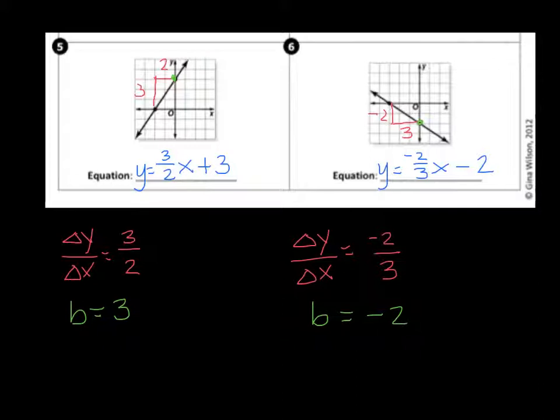For number 6, if I go down 2 and to the right 3, I'm back on my line. So my rate of change was negative 2/3. So I replaced m in my equation with negative 2/3. My y-intercept, or b, is at negative 2. So I have y equals negative 2/3 x minus 2.